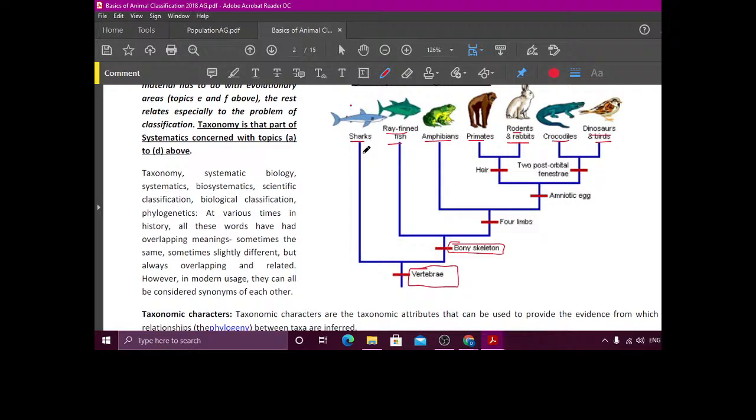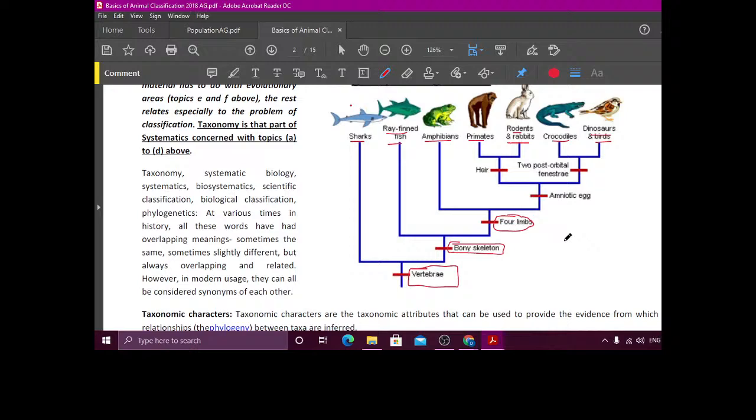Next, we come to whether they have four limbs or not. Ray-finned fish don't have four limbs, so ray-finned fishes separate away over here, and these others are closer to each other. Actually, initially it was present randomly. I will explain in later classes how to make such a tree. But this is how you read a tree, first of all. First you need to learn how to read and understand a tree, then you learn how to make a tree.